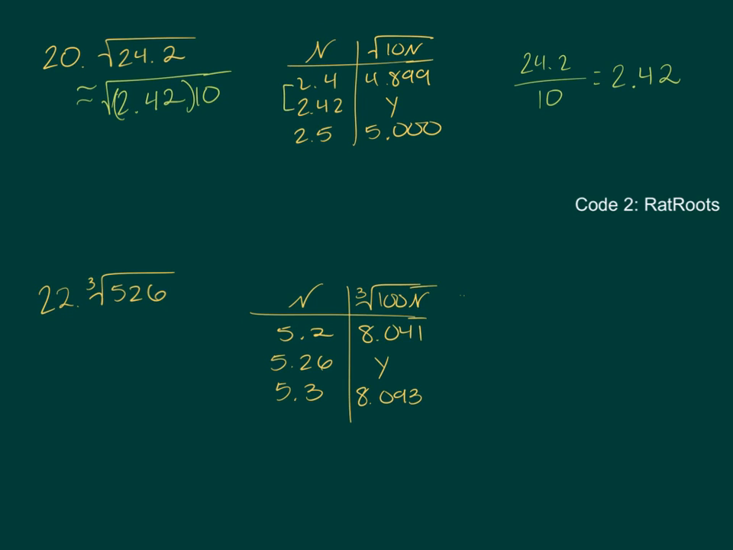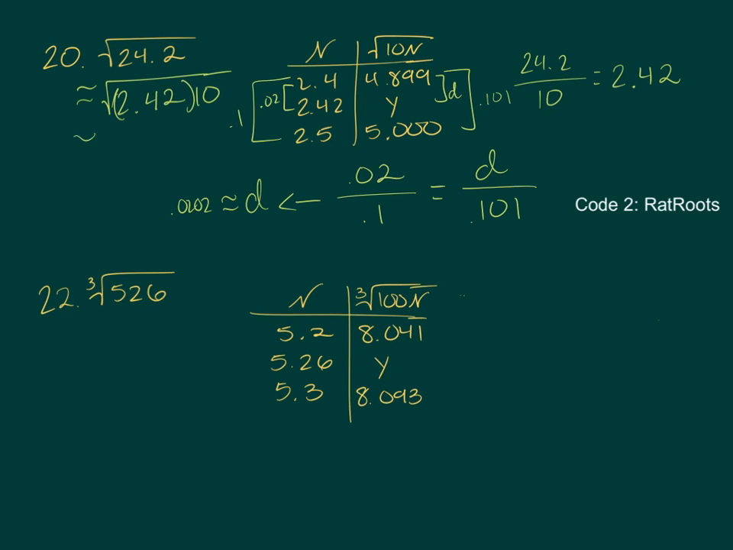So 2.4 to 2.42 is 0.02, and 2.4 to 2.5 is 0.1. 4.899 to y is d, and 4.899 to 5 is 0.101. From here, we're going to set up our proportions. So 0.02 over 0.1 is equal to d over 0.101. And then we're going to solve for d. So d is approximately 0.0202. So our approximation of our radical is going to be 4.899 plus 0.0202, which is going to be approximately 4.919.